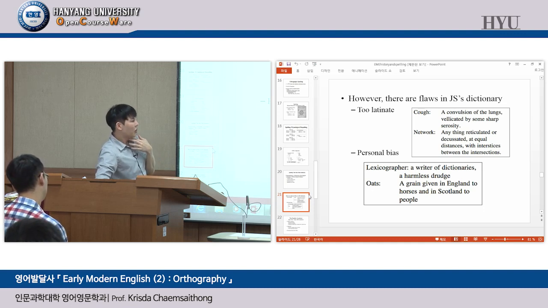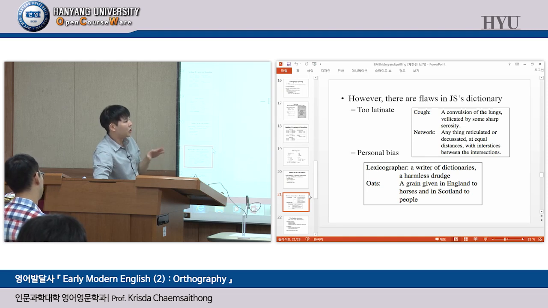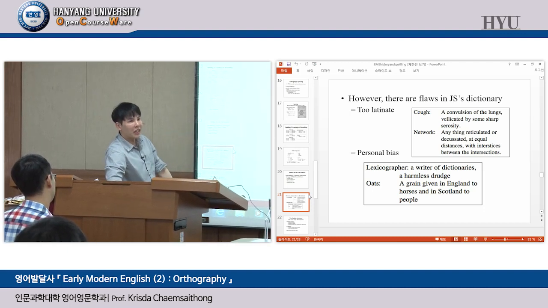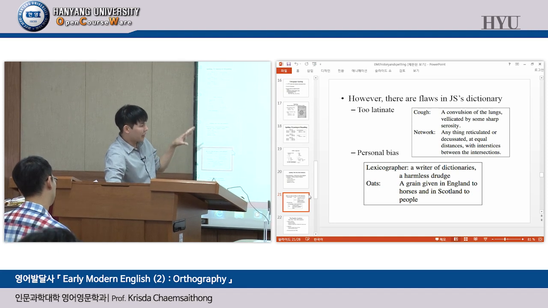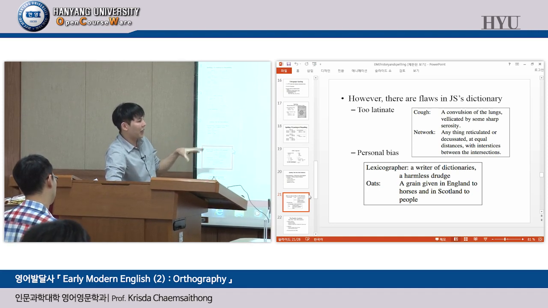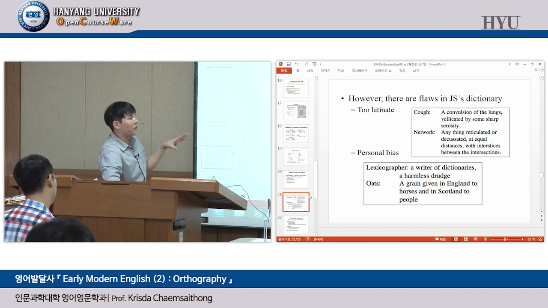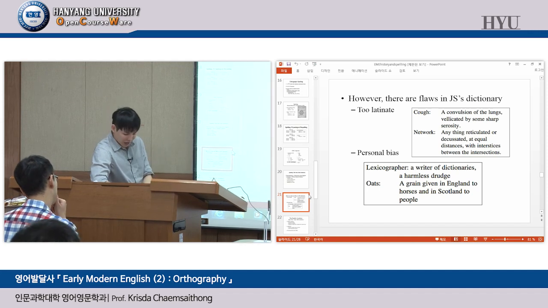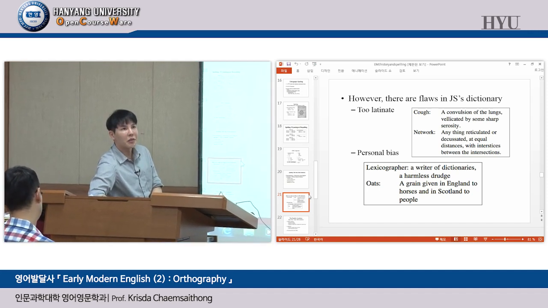For example, the word oats, right? Things that we eat, a grain given in England to horses and in Scotland to people. It meant that this is just a low or mundane thing that you give to animals in England, but then you give the same thing to people in Scotland. So this is not what you want to have in your dictionary. You want to remove that kind of personal bias or prejudice from the dictionary.